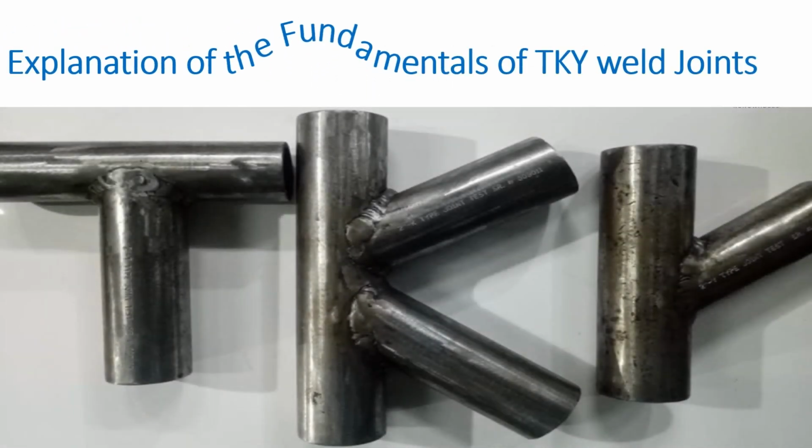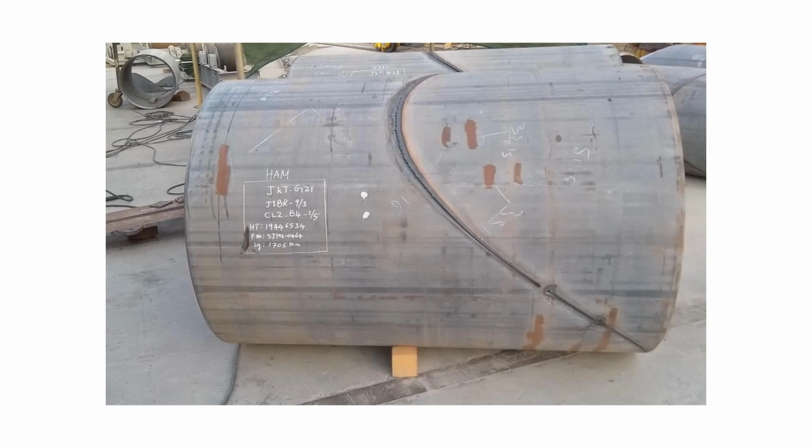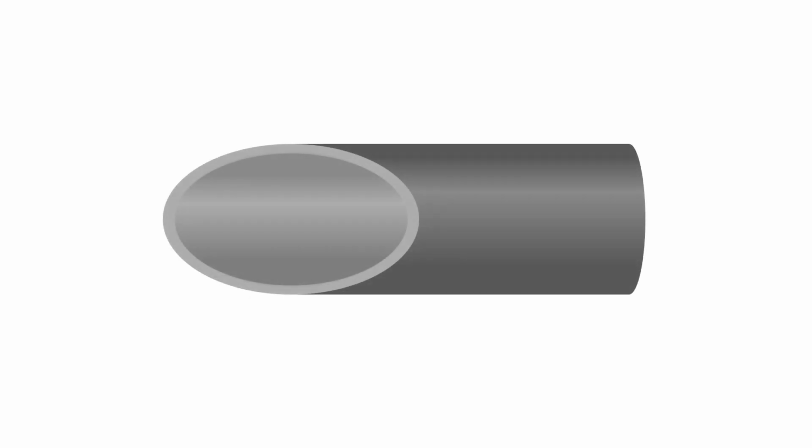Explanation of fundamentals of TKY weld joints. Here we have the tubular pipe which needs to be cut to the specific dimensions required to create a brace angle according to the construction drawing. Here is an actual picture of a node brace stub. As you can see here, in the plan view of the cut section, it has an oval shape appearance.